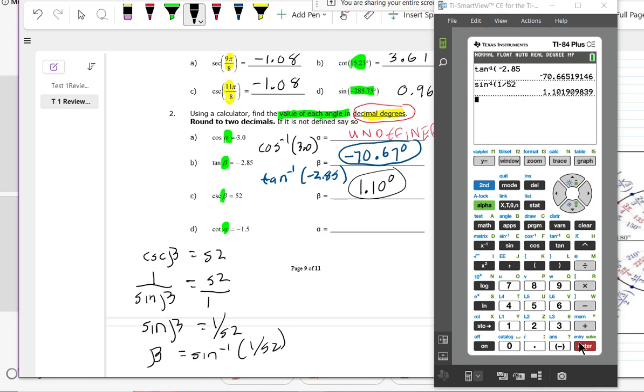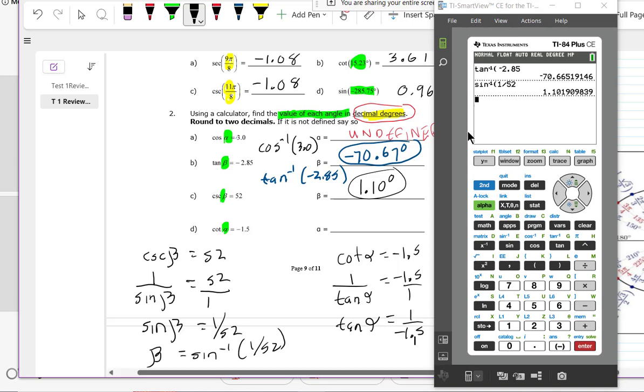D, you do the same thing. Same idea. Cotangent alpha equals negative 1.5. Change this to 1 over tangent alpha, and then just do the reciprocal. When you do the reciprocal, I'm just turning these things upside down. I'm not doing an identity. You could also cross multiply if you want to. So you just end up with tangent theta is equal to the reciprocal of this.